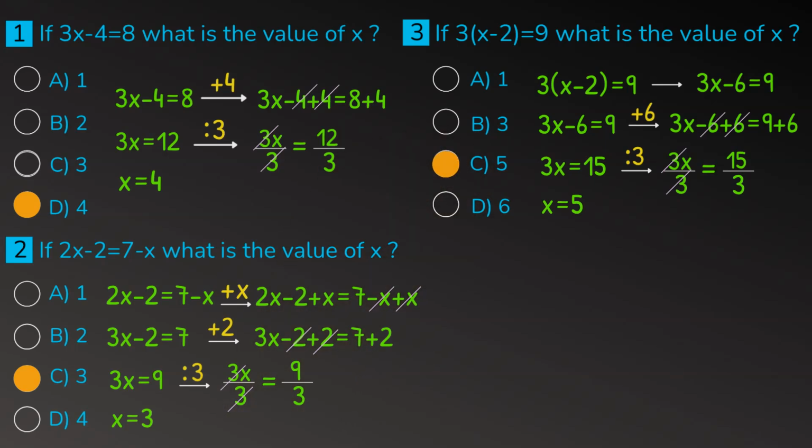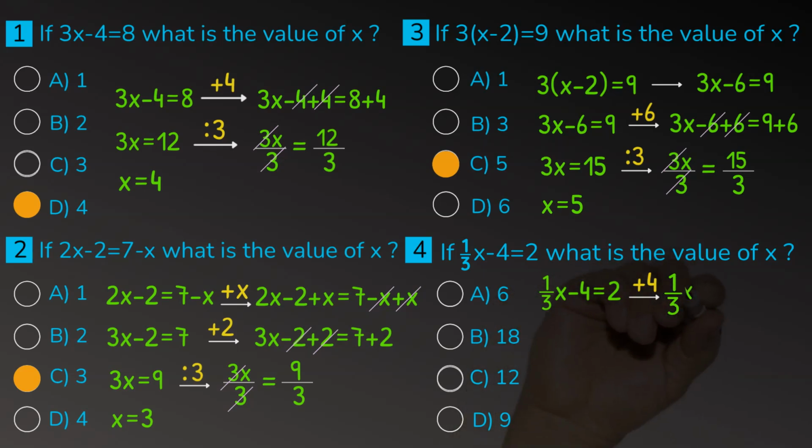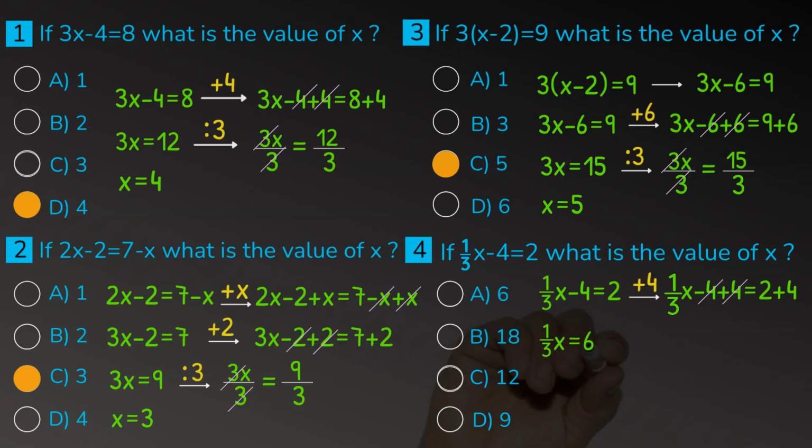Moving on to question 4, we have a third of x minus 4 is equal to 2. I think I'll get rid of the 4 first on the left-hand side. So let's first add 4. That gives us a third of x minus 4 plus 4 is equal to 2 plus 4. On the left-hand side, the minus 4 and the plus 4 cancel out, and 2 plus 4 is 6. So we're left with a third of x is equal to 6.